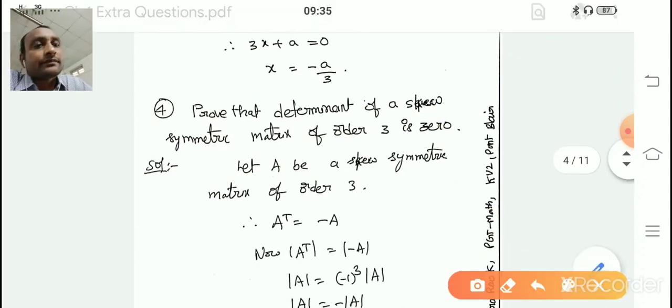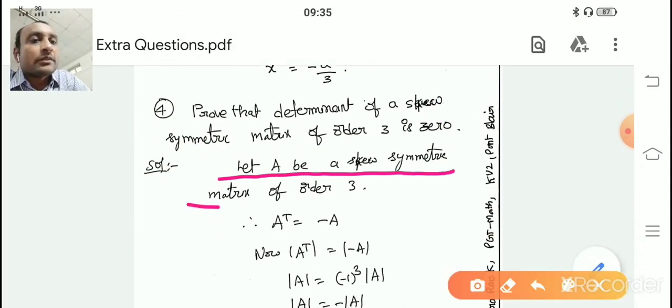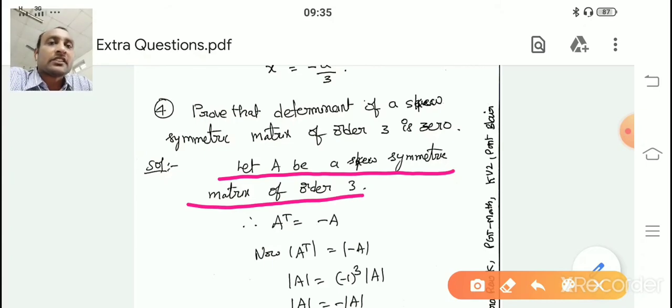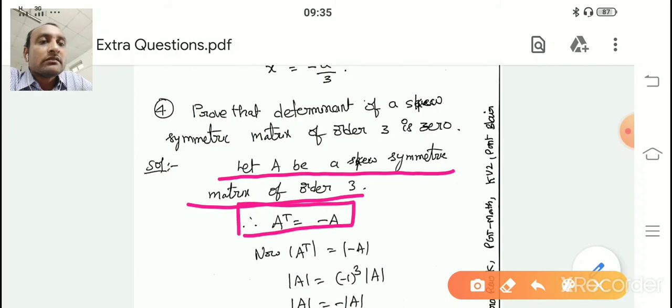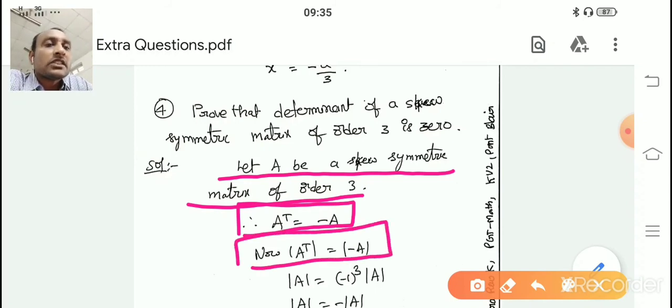See, let A be the skew symmetric matrix of order 3. Then A transpose is equal to minus A. Now take the determinant on both sides. Determinant of A transpose is equal to determinant of minus A. Because for a skew symmetric matrix, the definition is A transpose is equal to minus A. So applying determinant on both sides, we get this.